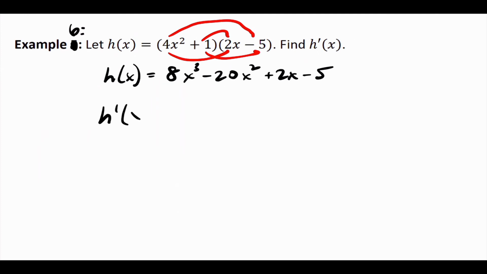So the derivative is always prime. The original was h, so this one's going to be h prime. So we get 24x squared minus 40x plus 2. The negative 5 we don't worry about because that's a constant. Done. Okay. All right.